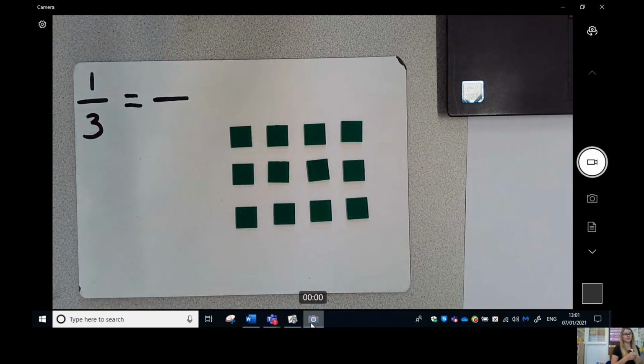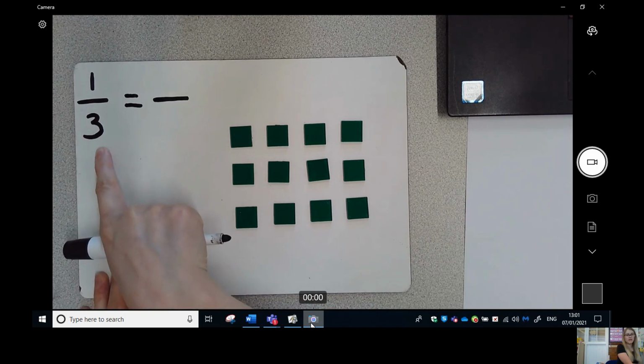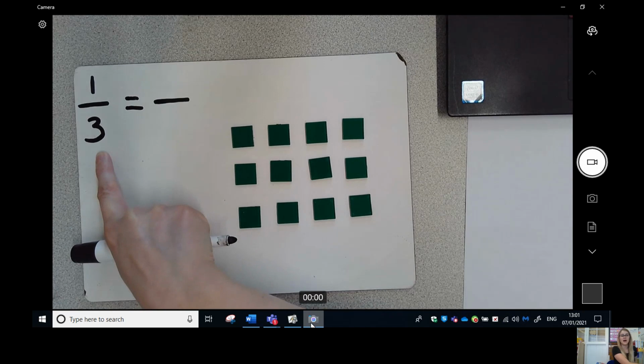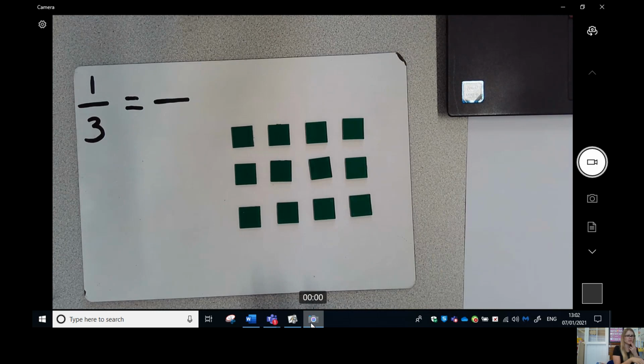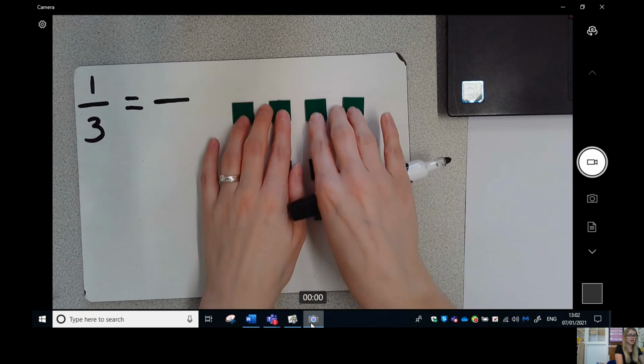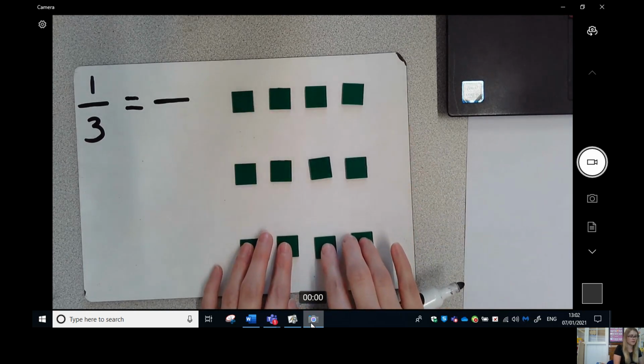The main important thing that I need to know is that there needs to be 3 groups, because remember the number on the denominator is telling me how many equal parts or equal groups there are. It's a bit tricky because I haven't got 3 counters, I've got 12 counters, but I can put my 12 counters into 3 groups. So I'm just going to separate them into 3 groups to help me.